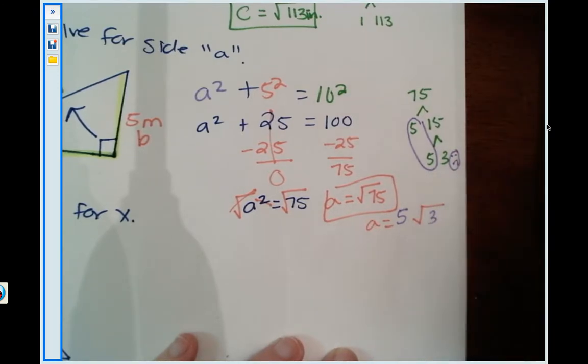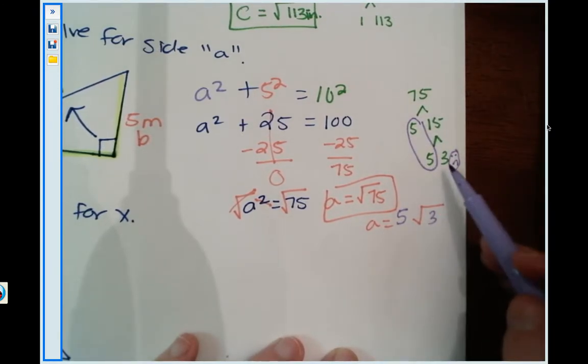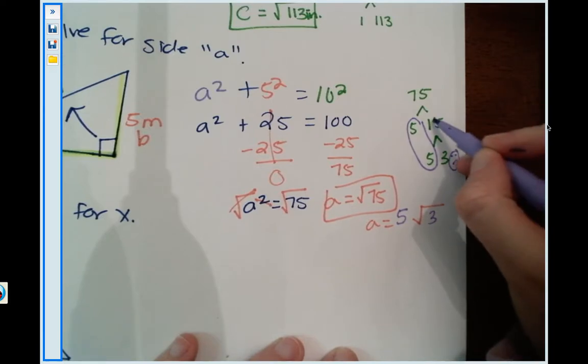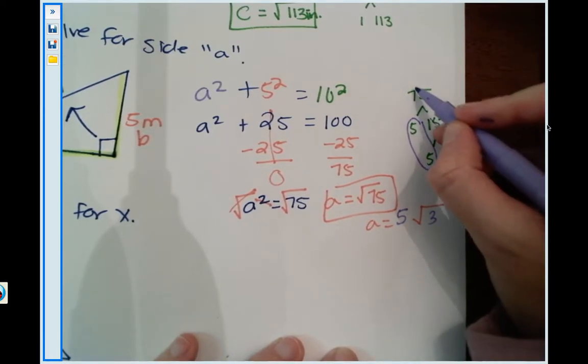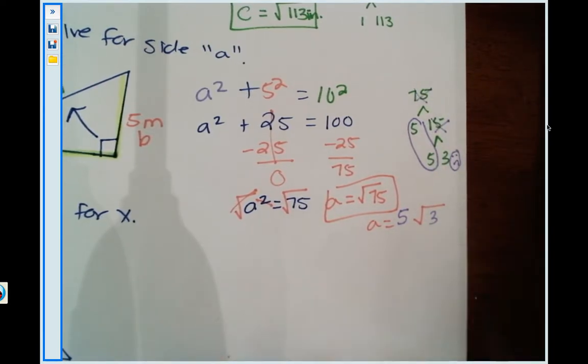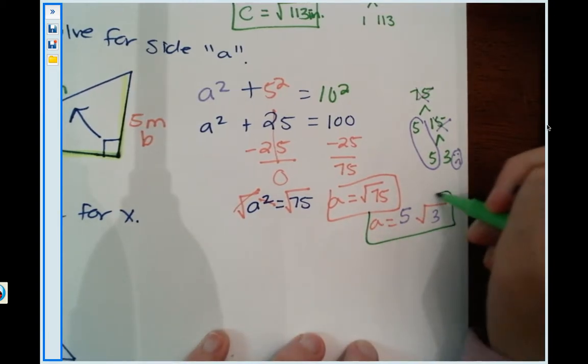So this would be 5 root 3, and nothing else is at the end of the branches. The 5 broke down, so it doesn't matter. And same with the 75. So guess what, you guys? A is 5 root 3. And that would be my final answer.